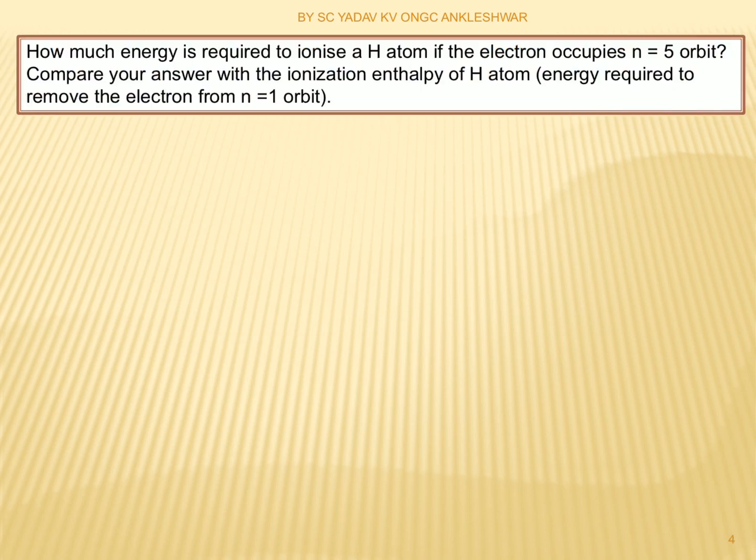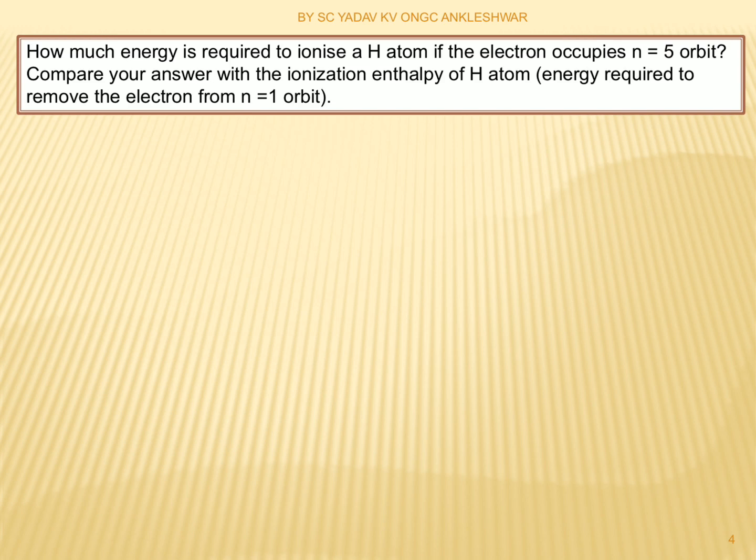Now moving to the next numerical. Just see: how much energy is required to ionize the hydrogen atom if the electron occupies the n equal to 5 orbit? Compare your answer with the ionization enthalpy of the hydrogen atom, which is the energy required to remove the electron from the n equal to first orbit.